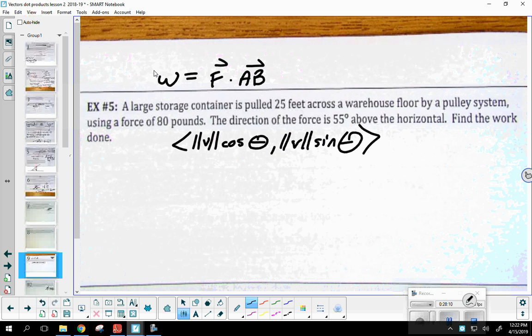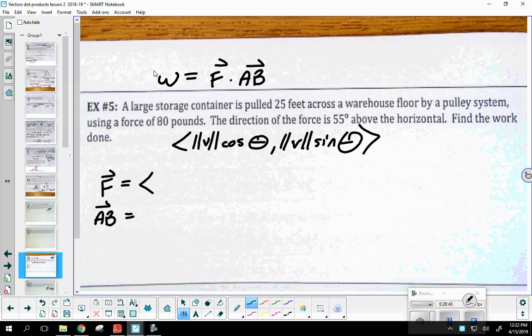A large storage container is pulled 25 feet across a warehouse floor by a pulley system using a force of 80 pounds. The direction of the force is 55 degrees above the horizontal. Find the work done. Now remember, there's two vectors that we're going to be looking at. One's the amount of force that it takes to actually move the object across the floor, and the other one is the distance that you're moving it.